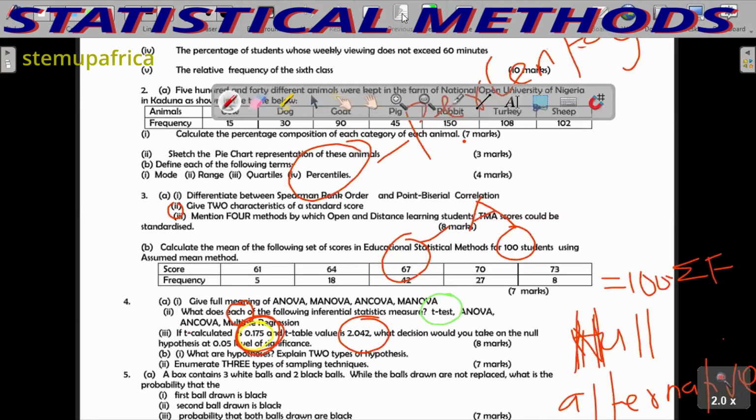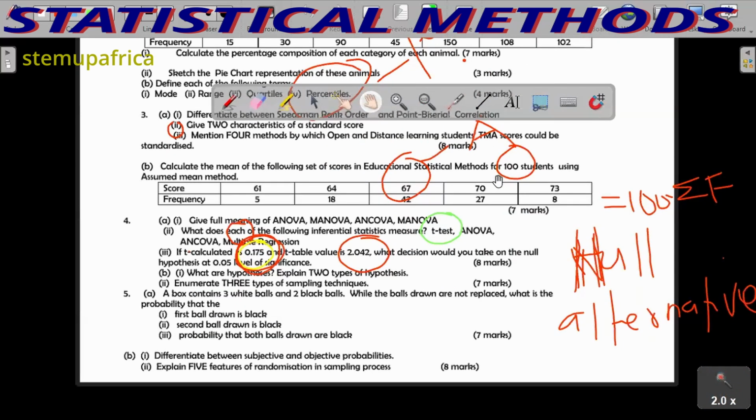Let's go back to the last question, which is probability. Let me raise it up so everybody can see it well. I also have another question B there, B1 and B2. So let's look at question A first.